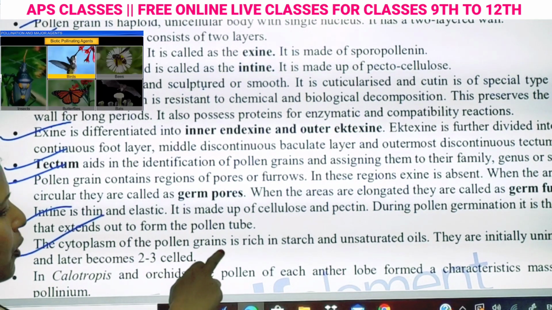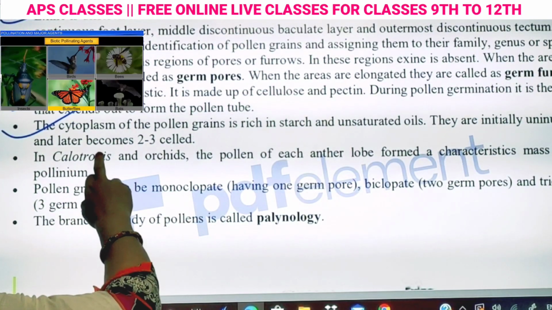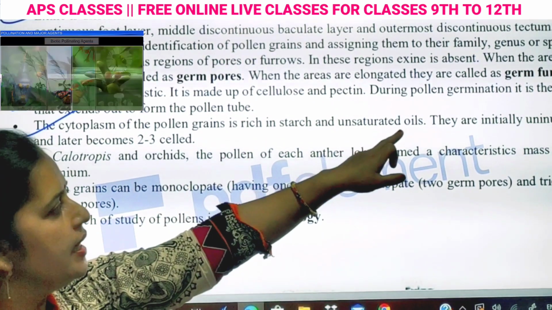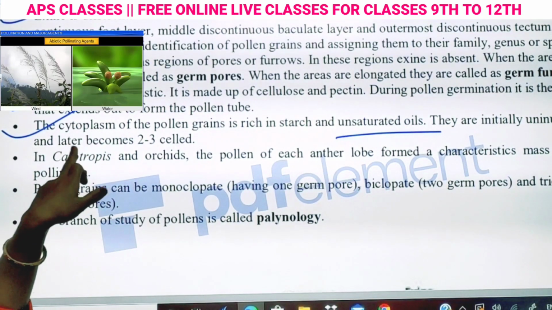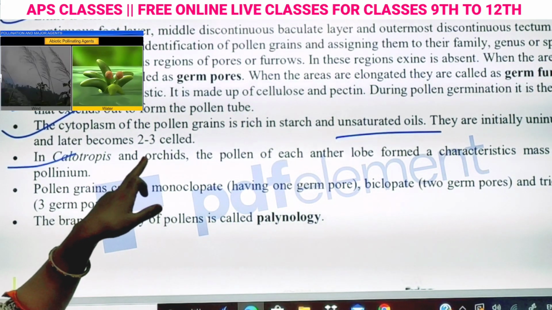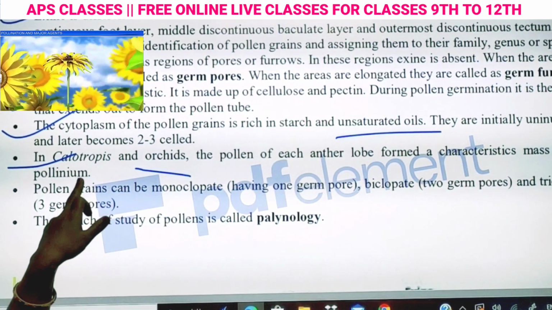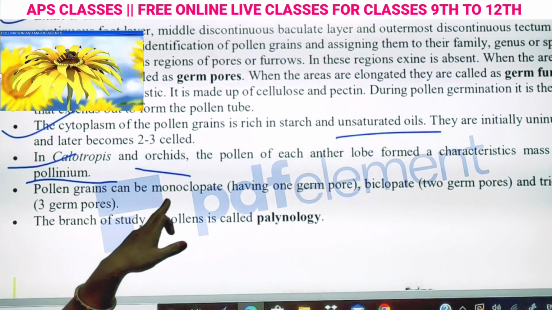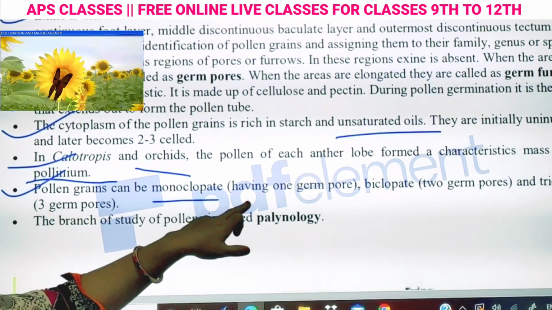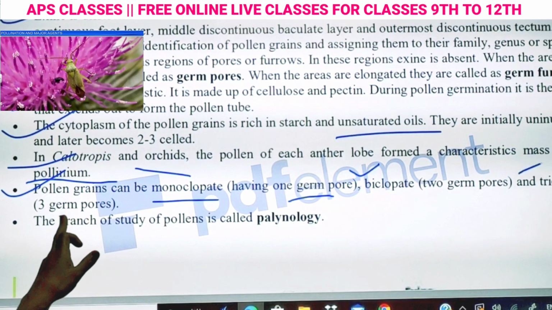The cytoplasm of the pollen grains is rich in starch. जो pollen tube है, that is rich in the starch and unsaturated oils. They are initially uninucleate and later become 2-3 celled. In calotropis and orchids, the pollen of each anther lobe forms a characteristic mass called pollinium. Pollen grains can be monocolpate having 1 germ pore. Monocolpate means that they have 1 germ pore, bicolpate 2 germ pores, tricolpate 3 germ pores.